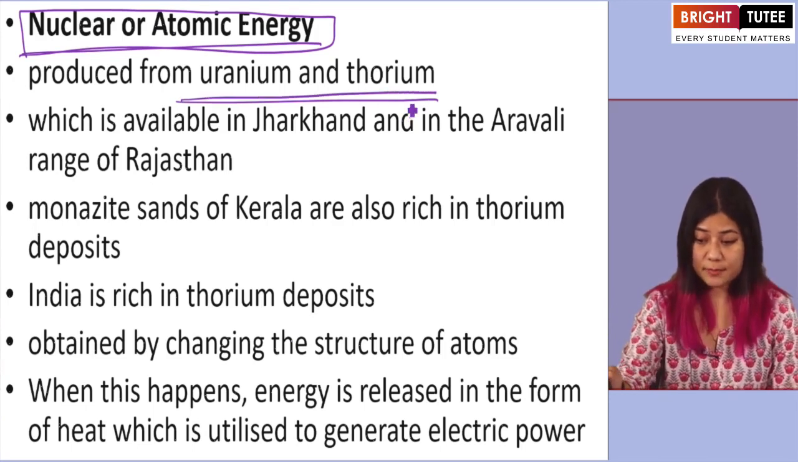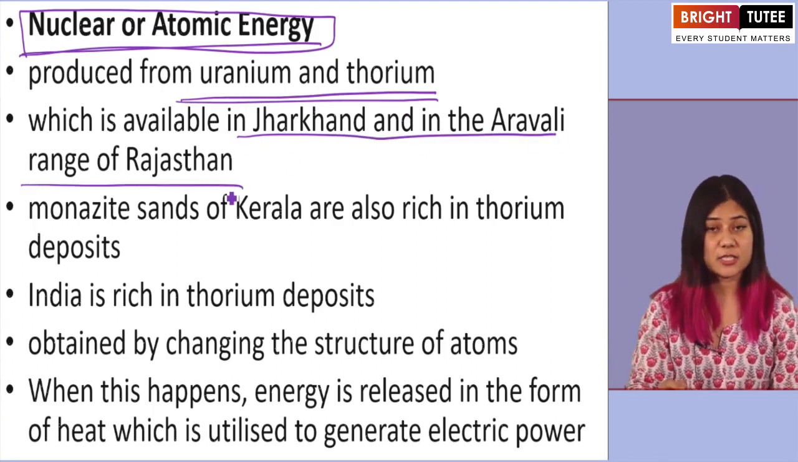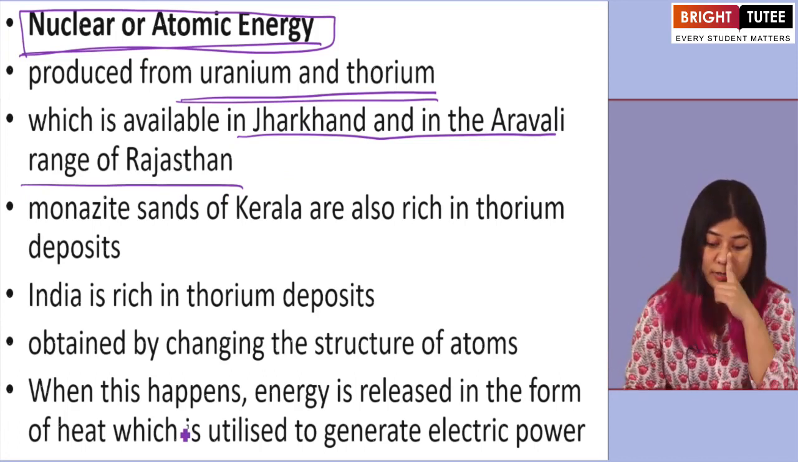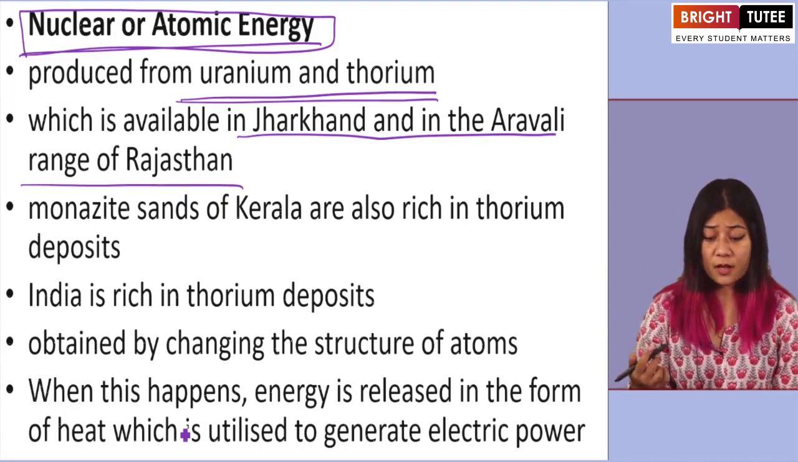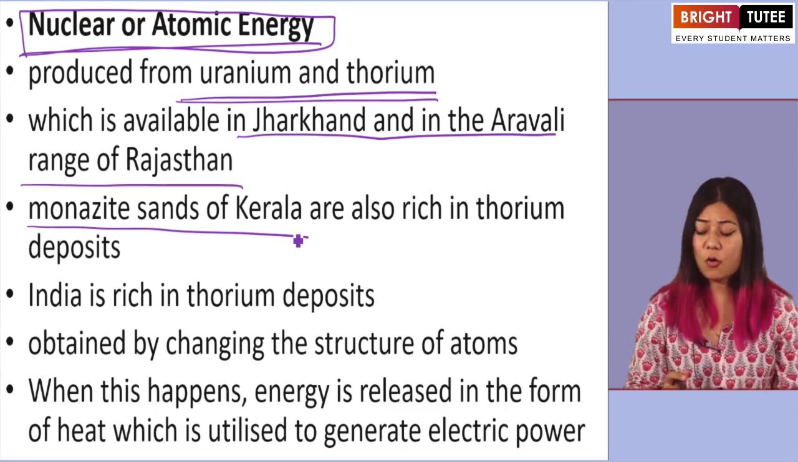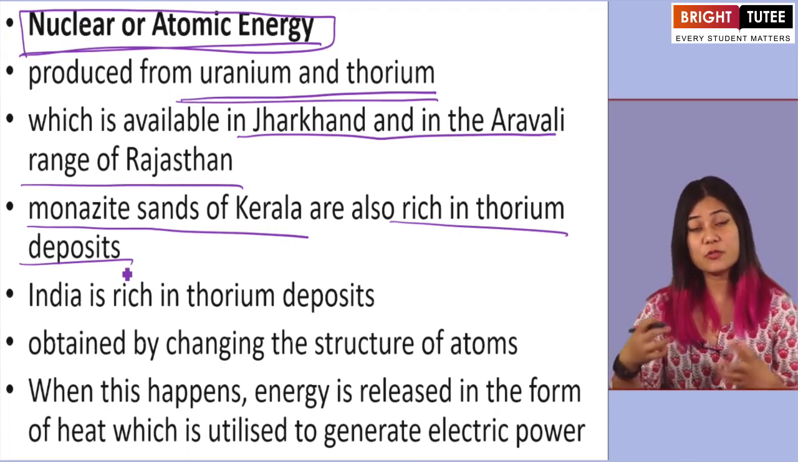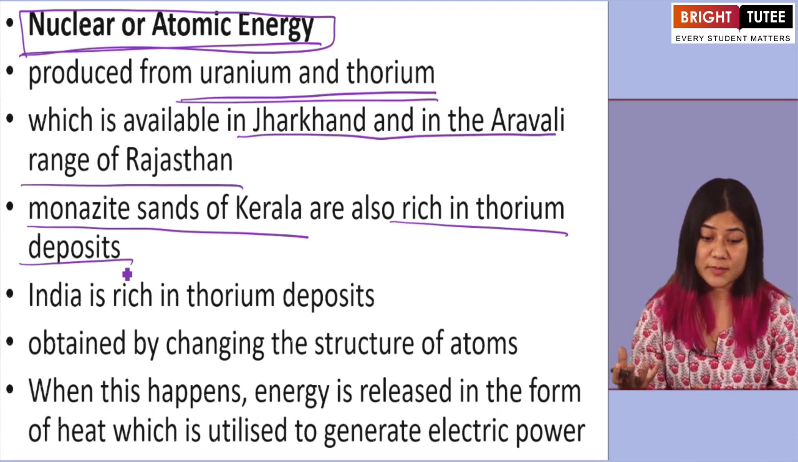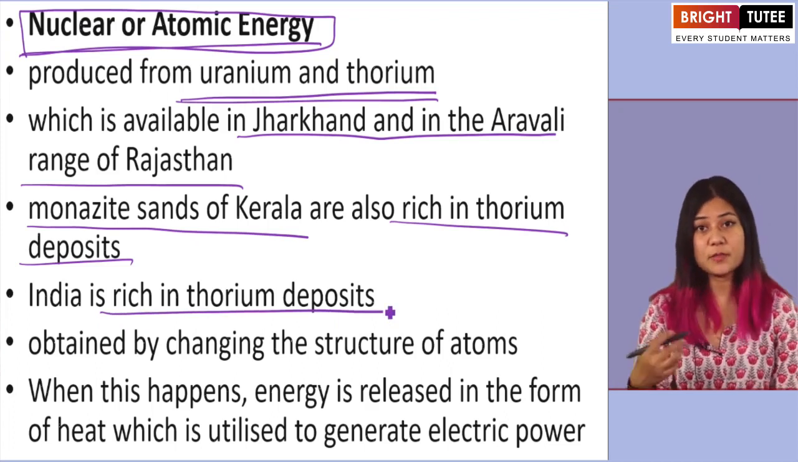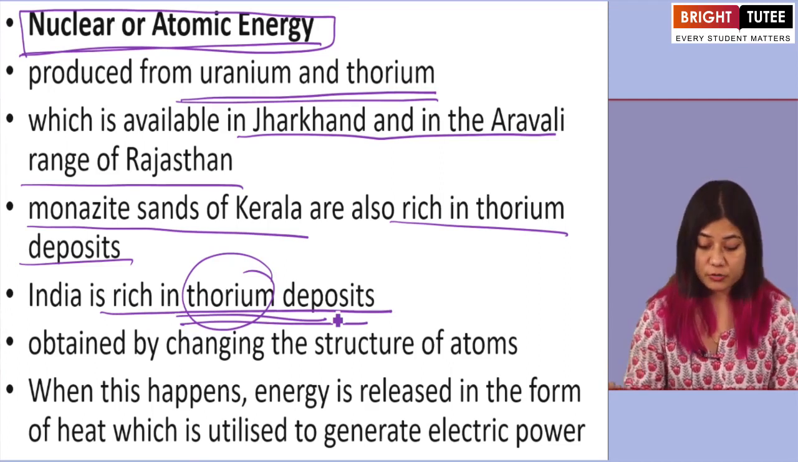Now these uranium and thorium are available in Jharkhand and in the Aravalli range of Rajasthan. So they are available in two states in our country, which are Jharkhand and Rajasthan. Okay, but some monazite sands of Kerala, or some parts of Kerala, are also rich in thorium deposits. So from there also you can use it in the production of atomic or nuclear energy. Okay, India as a whole is very rich in thorium deposits. Thorium deposits are very important for the production of atomic or nuclear energy.